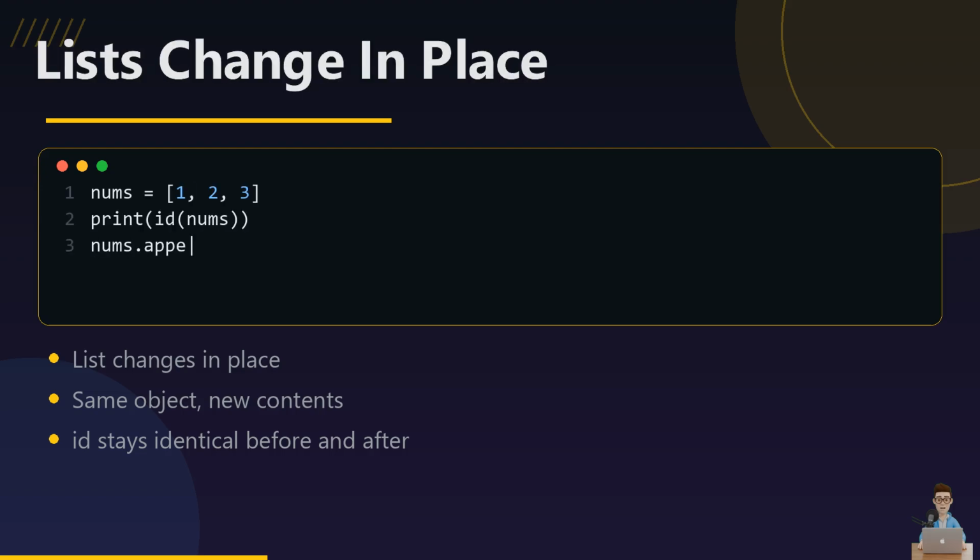Watch what happens when we append to this list. The values inside change, 4 gets added, but I check the id before and after and it's the exact same object. Python didn't build a new list, it just edited the one already sitting in memory. So here's the trick, mutable means the object itself lets you reach in and rewrite it.